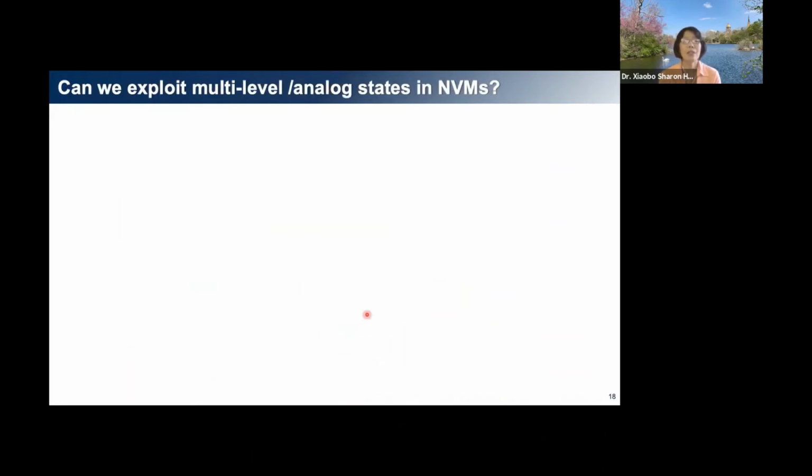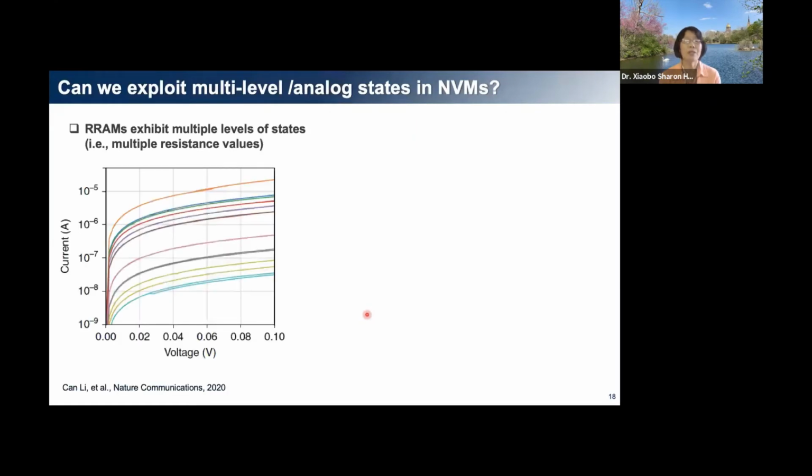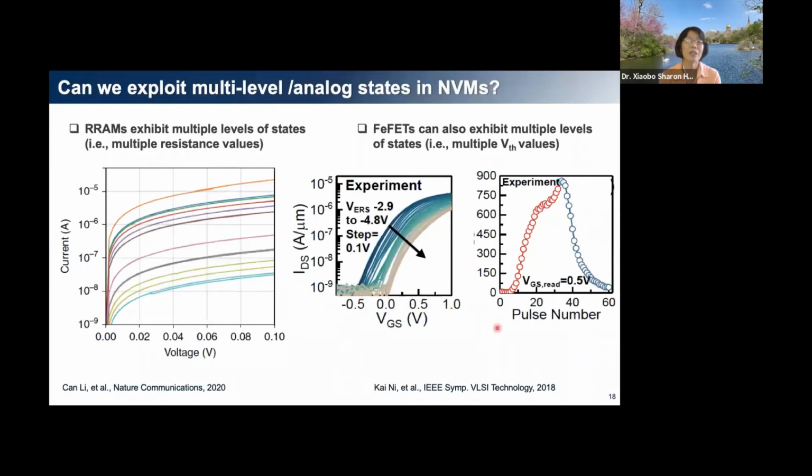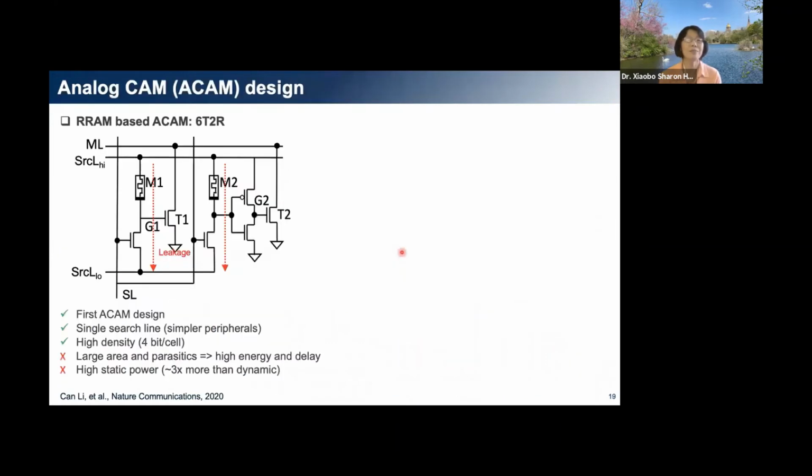Now, some non-volatile memory devices also exhibit multiple states, like, for example, the MRAM I showed here. I also mentioned earlier that FeFET exhibits multi-bit states. And in fact, there are also experimental demonstrations that FeFET can exhibit some analog type of behavior. So you see that there are lots and lots of states. So the question is, can we exploit this type of design to design other types of associative memories? And the answer is yes.